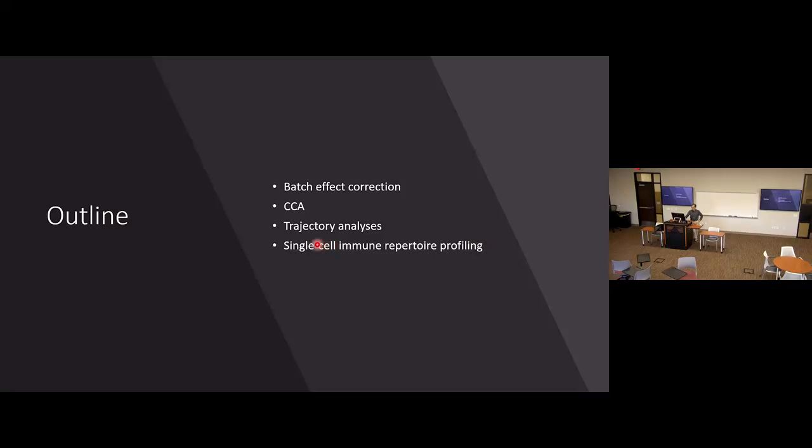At the end, we will discuss a new multi-omics analysis, which is called single-cell immune receptor profiling. This can be combined with single-cell RNA-seq, but it looks at the immune cell surface receptor genotyping, basically.